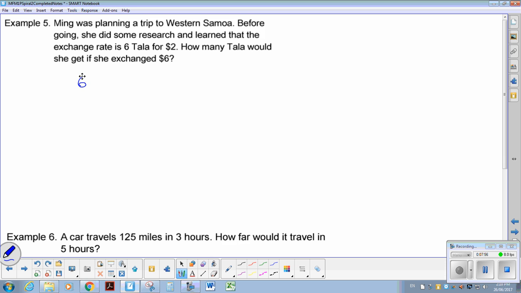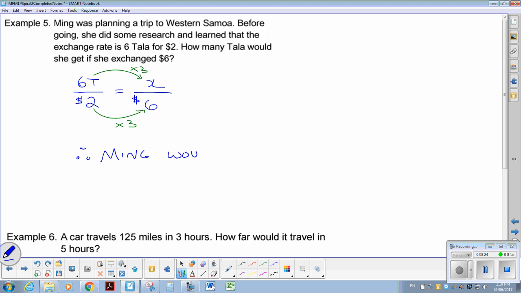So we know that 6 tala will get her $2. She's going to give in $6. So we need to figure out what that value would be. The conversion turns out to be very nice because to make a 2 into a 6, we simply multiply by 3. So if we multiply the top by 3, therefore, Ming would get 18 tala.